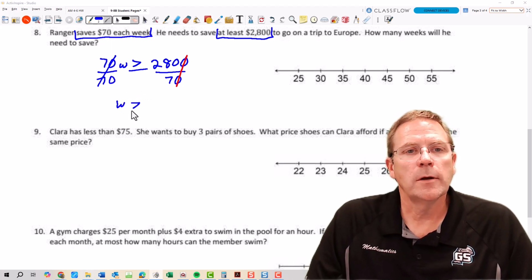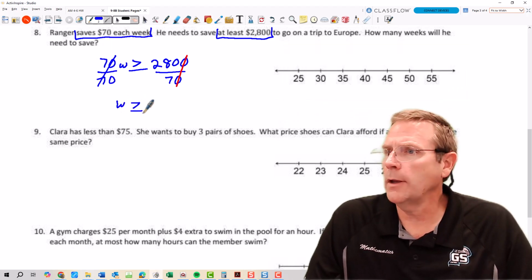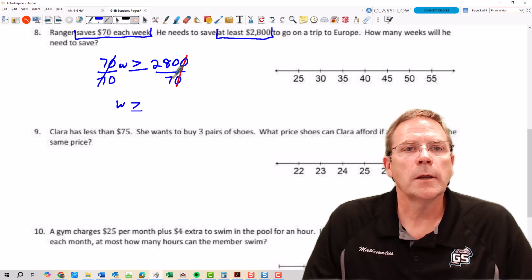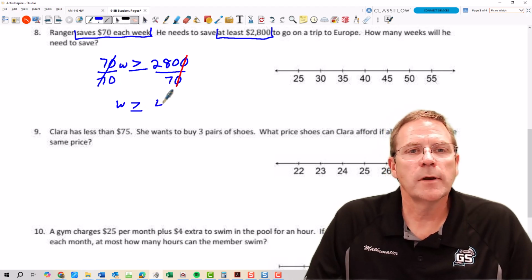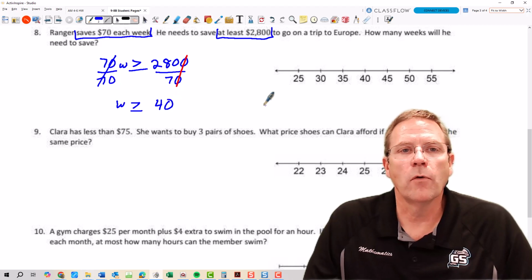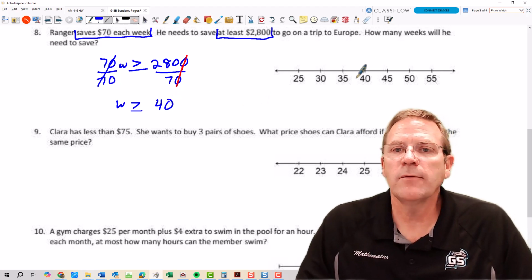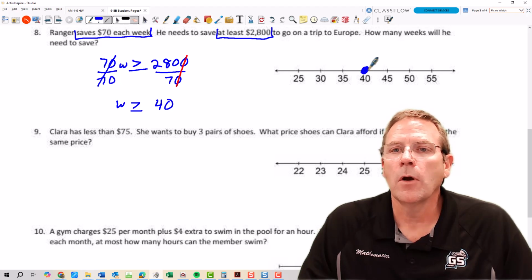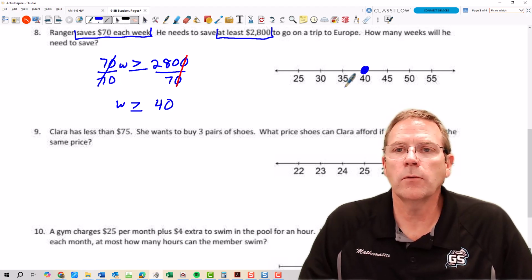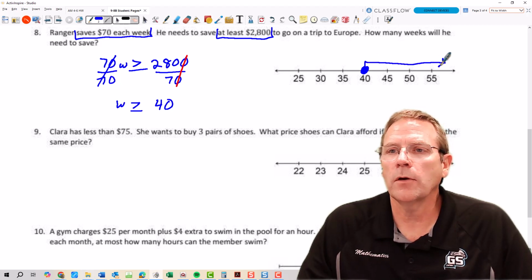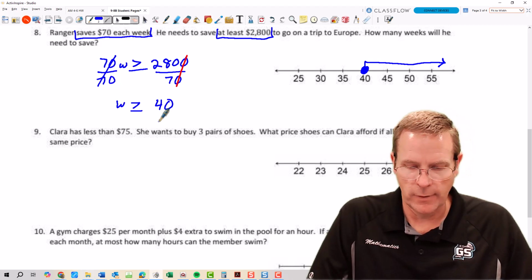That's going to give me W is greater than or equal to 28 divided by 7, which is 4, so 280 divided by 7 is going to equal 40. So he's going to need to save money for 40 weeks. That's going to be most of a year. It's an or equal to, so we're going to have a solid circle, and the arrow is going to go to the right since it is a greater than.